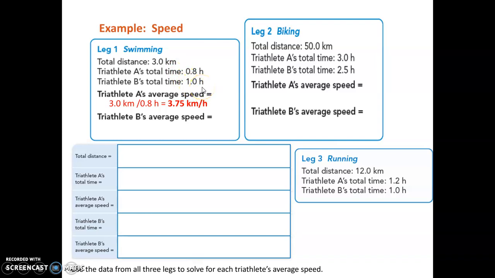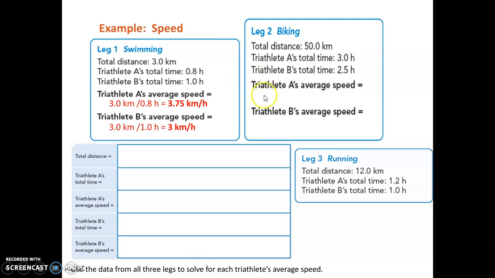It took them 1 hour. So then if we do that, their average speed for leg 1 was 3 kilometers per hour. So a little bit slower than triathlete 1. Okay, go ahead and move on to leg 2 when they're biking.